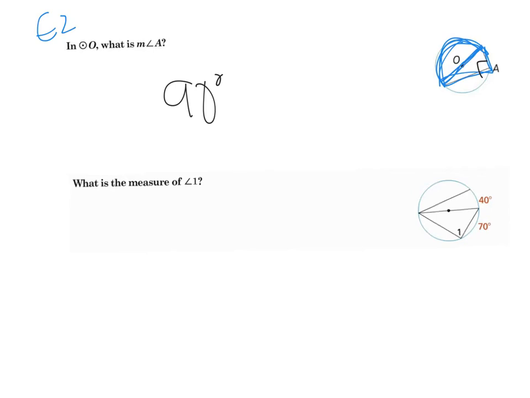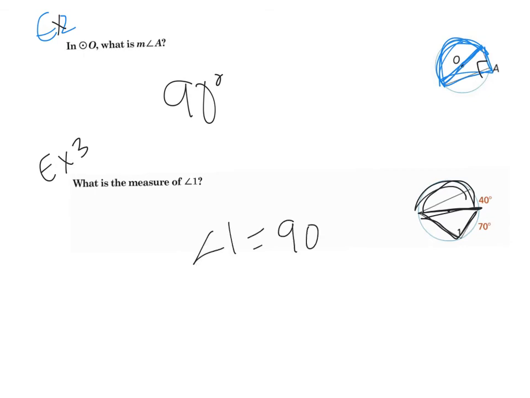Okay, next one, example 2. Oops, forgot next up there. Sorry, example 3. It's getting late. What is the measure of angle 1? Well, in this case, angle 1 is this angle right here, and notice that this is a diameter, a semicircle, so again, pretty simple. Angle 1 is 90 degrees.